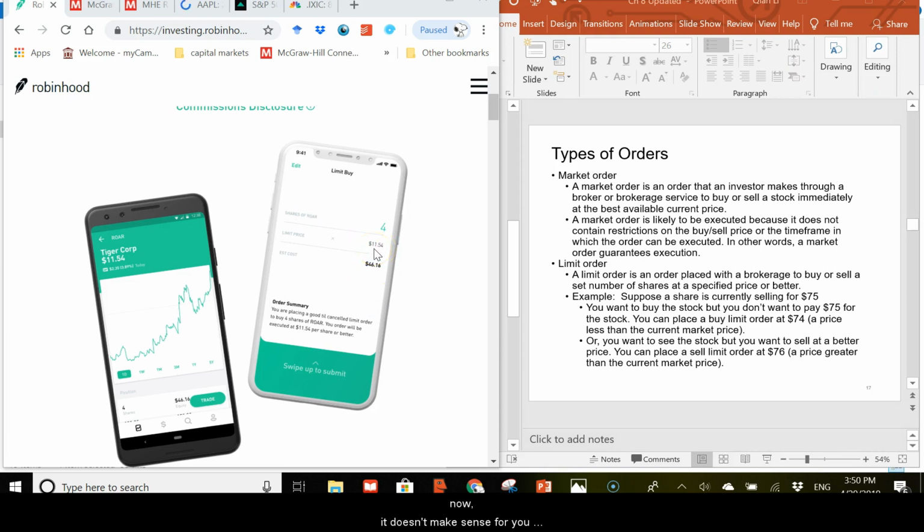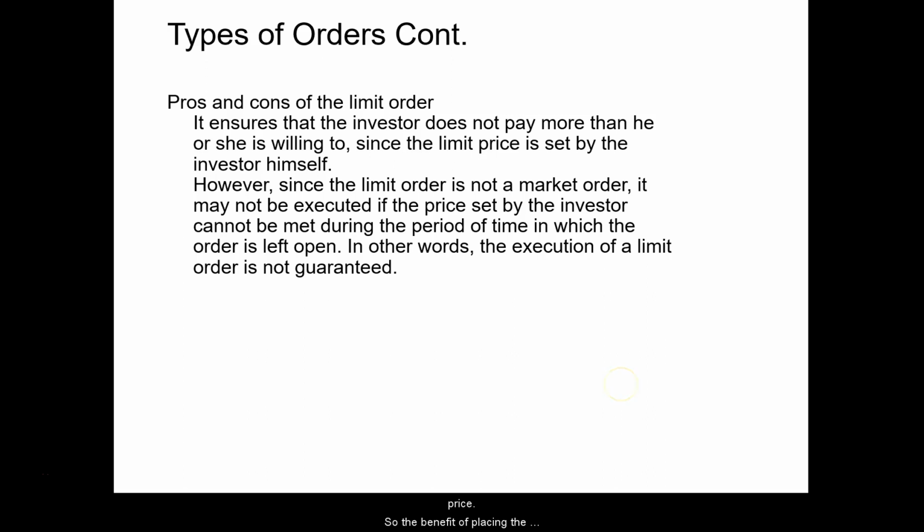If the current market price is 11 now, it doesn't make sense for you to set a limit price of $11.54 to buy it at a high price, right? So usually you set the limit buy price at a number that's lower than the current market price. So the benefit of placing the limit order is you get the price that you want. So you're not paying more than what you are willing to pay. You're not receiving less than what you are willing to sell for.